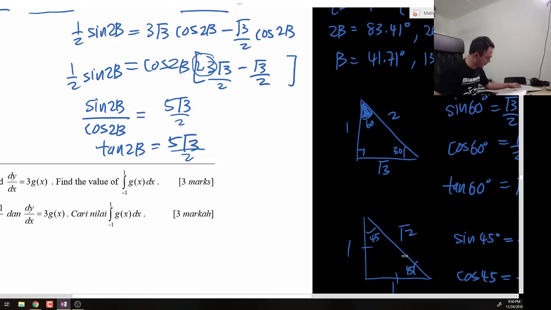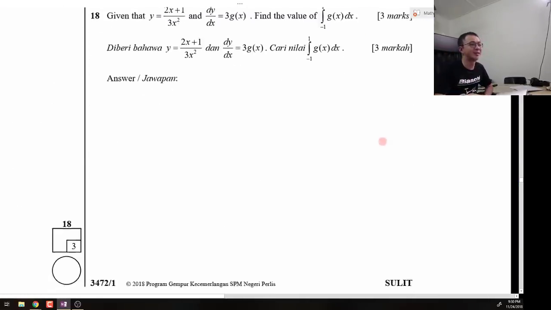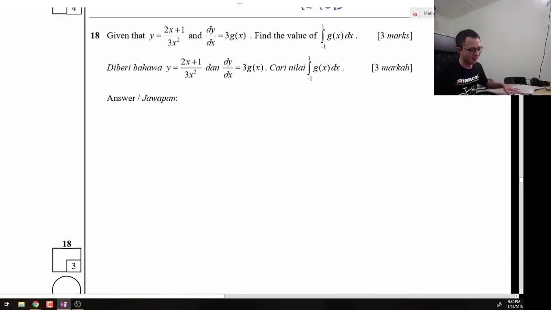But how come all my answers are correct? Did I make a mistake? Oh, because I multiplied 2 here. This is sine 2B, right? Because the half moves to the other side, I multiply by 2, so I don't have the over 2 anymore. Yeah, sometimes when I do so much myself, I also get a bit confused.